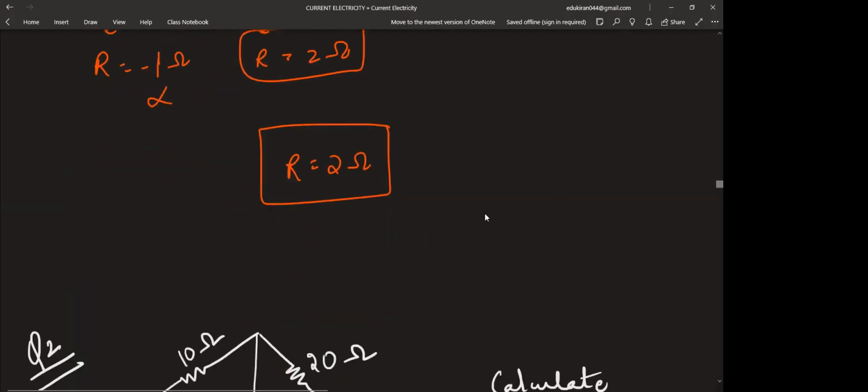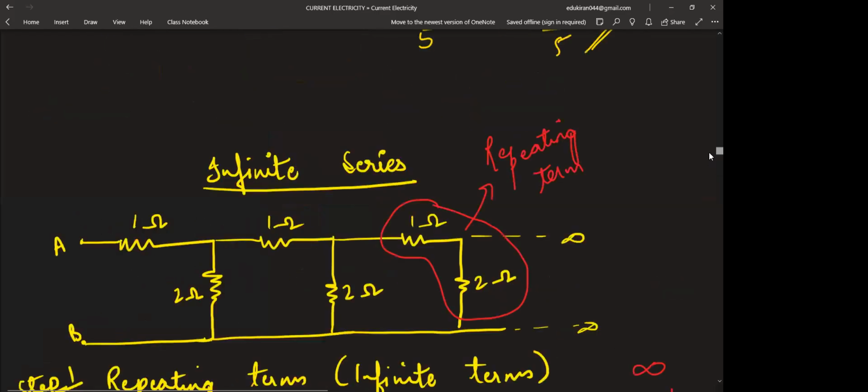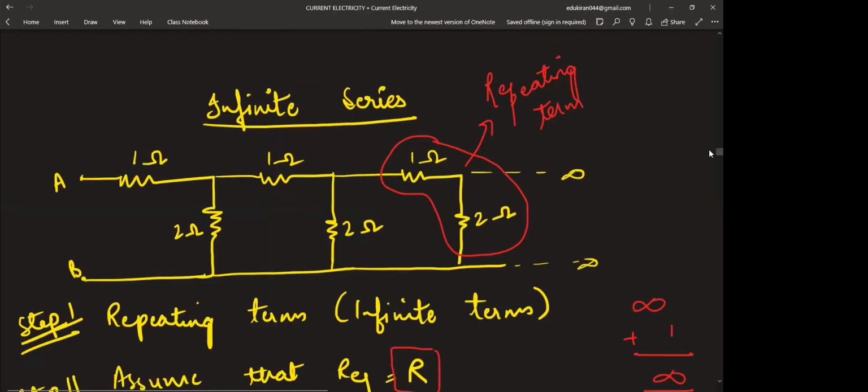And that was our R equivalent. This was only our R equivalent which we had chosen. This is how, if you get infinite series, this is how you have to start writing. Whatever doubts you have, please ask.